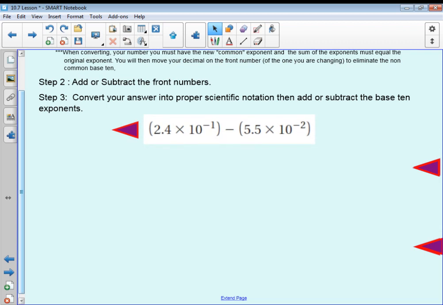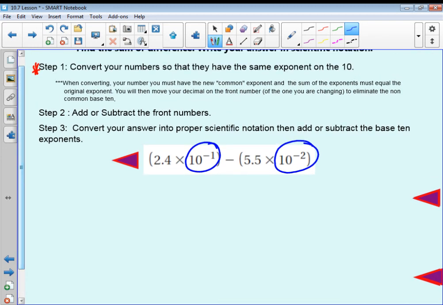Okay, so here, once again, we have different exponents. So that's my first thing I look at. I look at my 10s and I say, do they have the same exponent? No, shoot, we're going to have to do extra steps. So what are our extra steps? Well, we have to convert our numbers so that they have the same exponent of 10. We're going to pick one. It doesn't matter. I'm going to go ahead and change this back one. Okay, so this one's going to stay the same.